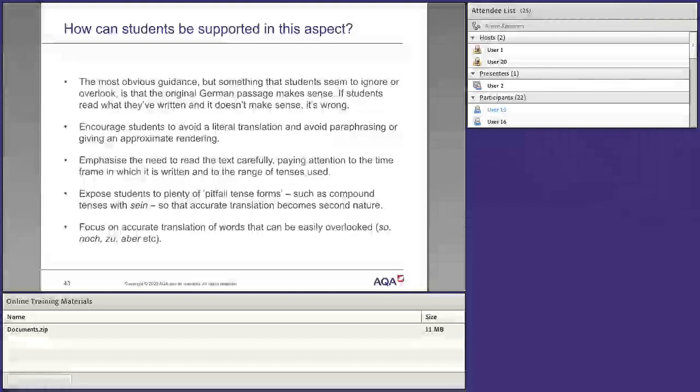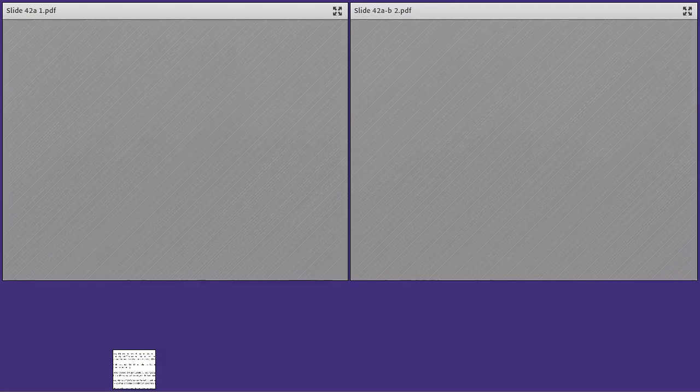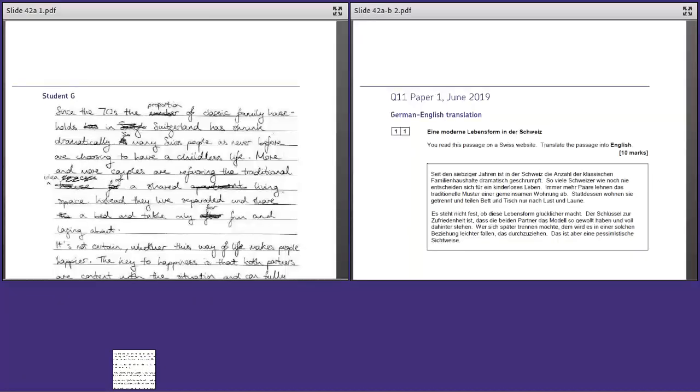So, sorry. I'm going to have a look at two responses. So if we have student response G on the screen, please. So again, I'm going to go through these, so you might want to have a look at the mark scheme so you can see as I go through it.